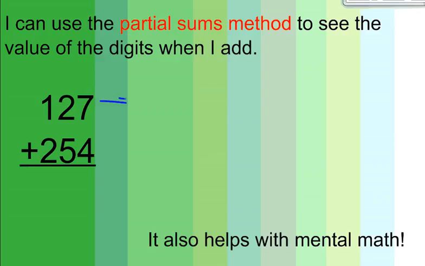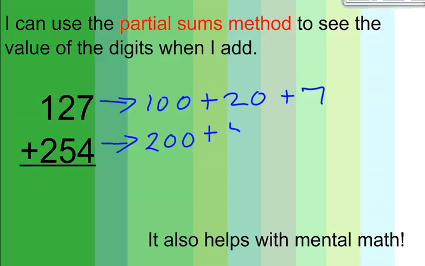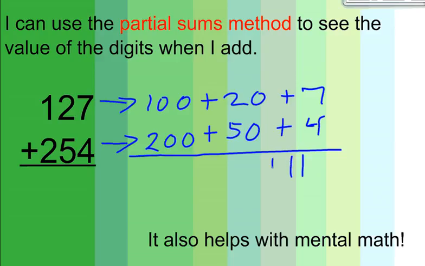Once again, I can expand this number. And for some kids, at this point, it's easier for them to just lay out all the digits and expand and stretch it out to show the value of all of the digits before they add. And I have 200 plus 50 plus 4. And then I can add 7 plus 4 is 11. 20 plus 50 is 70.